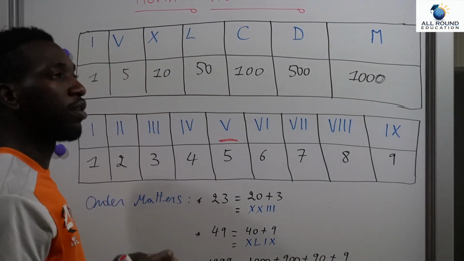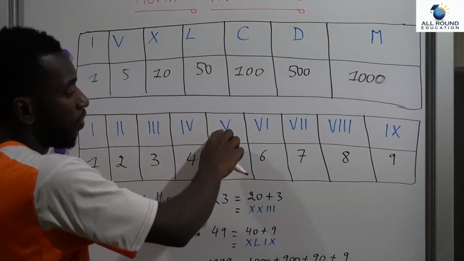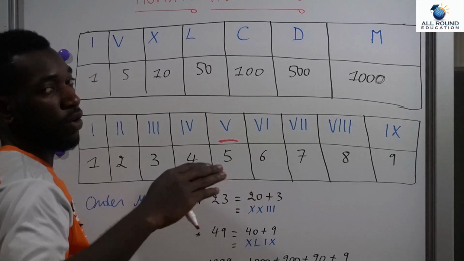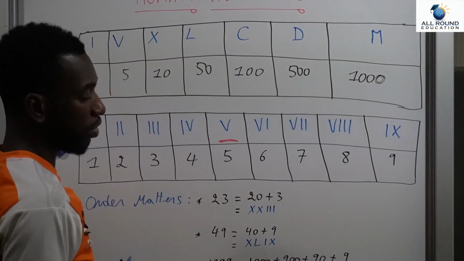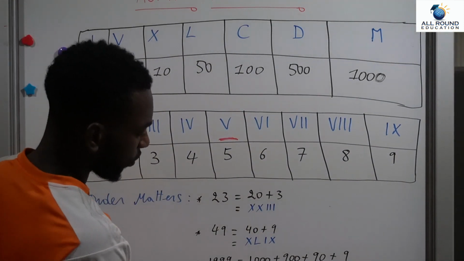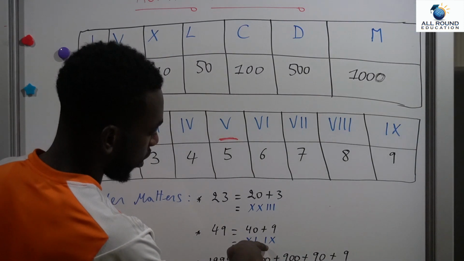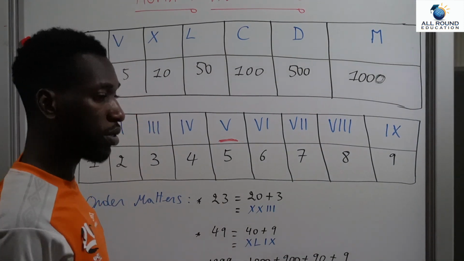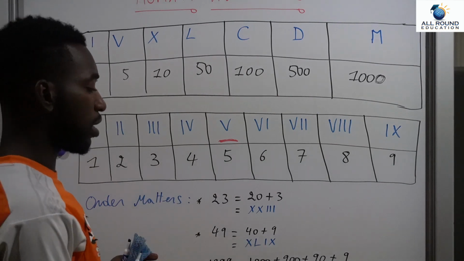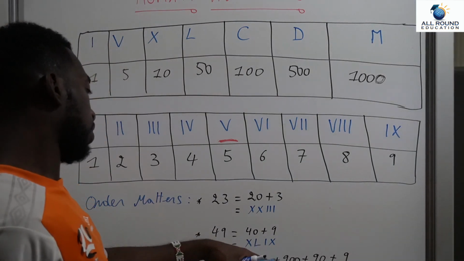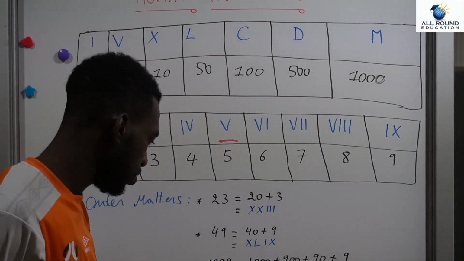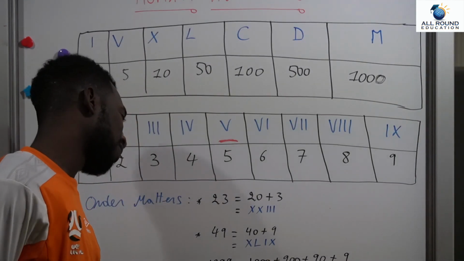Remember 9: it's hard to go from 5 to 9, but it's easier going from 10 to 9 because it's just one number below. So you present a 10 and a 1 bar on the left, because on the left you subtract or minus. So this is 49.